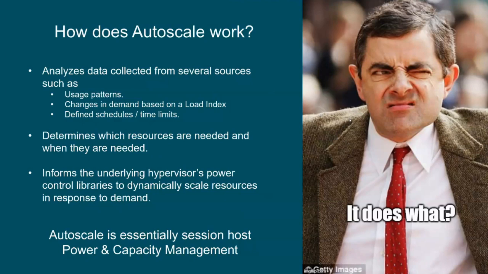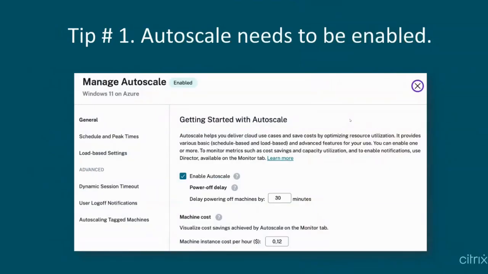It doesn't really matter. Essentially, it determines which resources are needed, when they are needed. And technically, it tells the underlying hypervisor, the power control systems, to spin those machines up or spin those machines down. The first thing in today's world with DaaS is that it needs to be enabled. I can talk about this and all the fancy features, but if you don't enable it, you're not going to be able to use the Autoscale stuff.